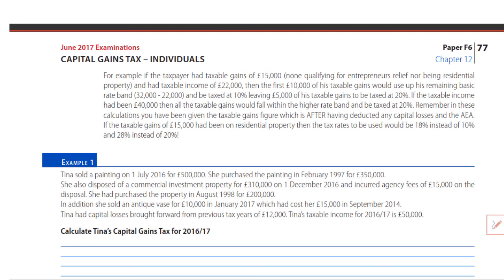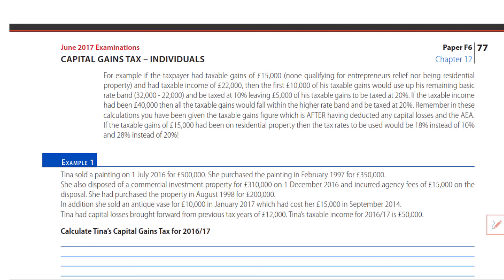Remember these calculations, as we've just said, you've been given the taxable gains figure after deducting any capital losses and the AEA. If the taxable gains of 15,000 had been on residential property, as we've just said, the tax rates would be 18% instead of 10, 28 instead of 20.